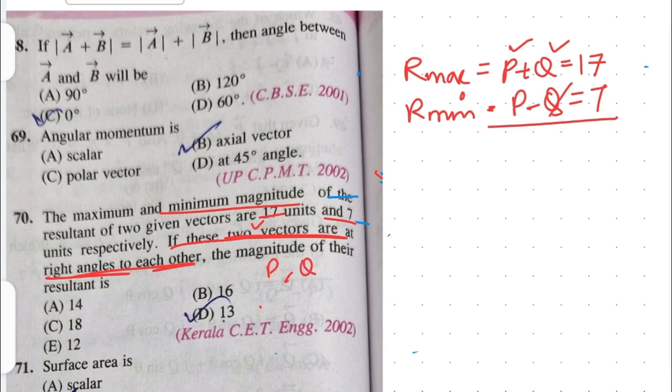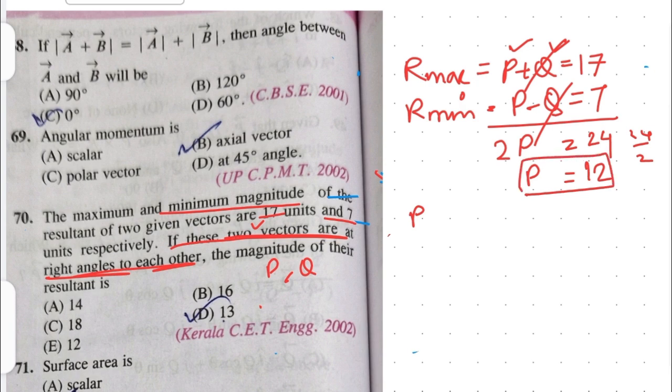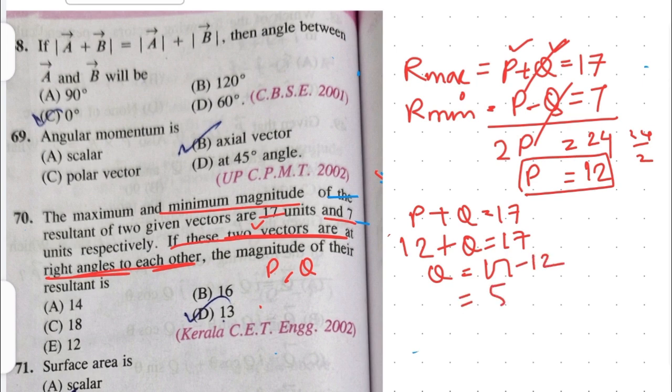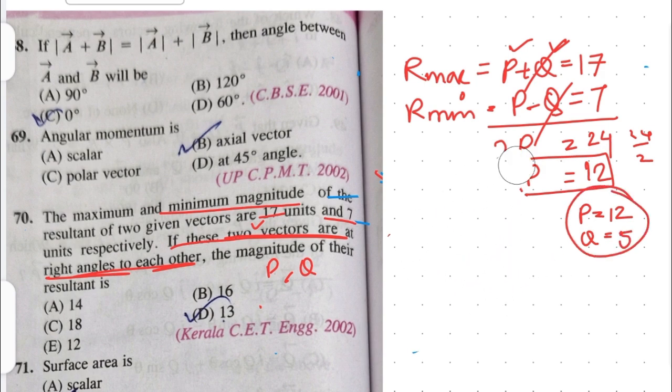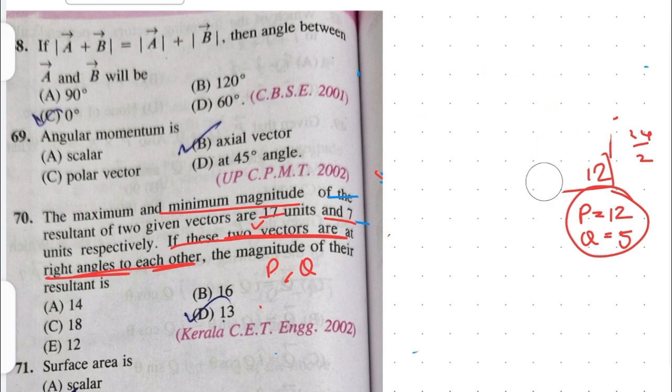So simply add, minus q cancels, so 2p is 24, then p will be 12, 24 by 2, it's 12. Then put the value of p in one of the equations. P plus q is 17, means 12 plus q is 17, q is 17 minus 12, it's 5. So the value of p is 12, q is 5. We have found out the values of the two vectors. Now we can solve the other part of the question.